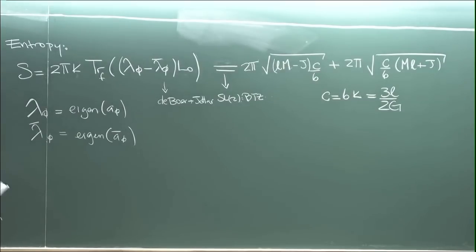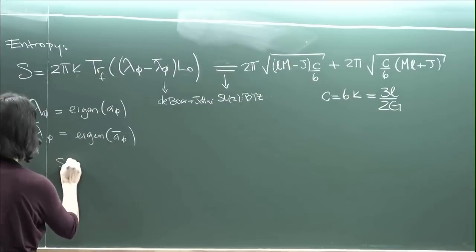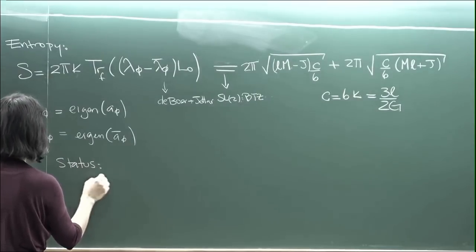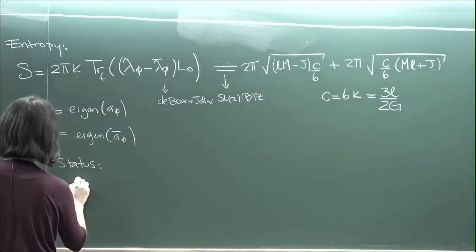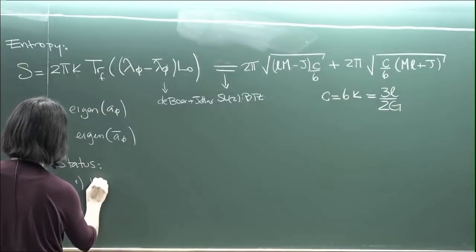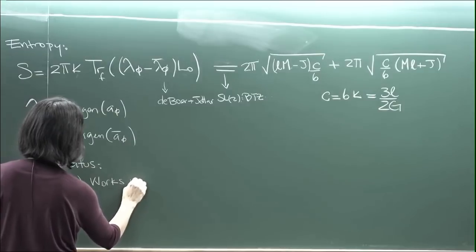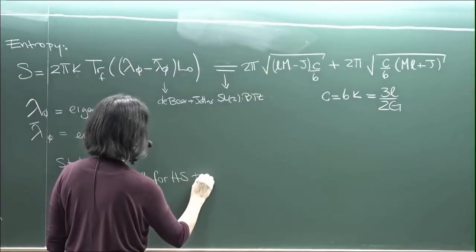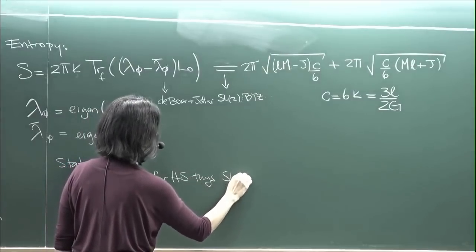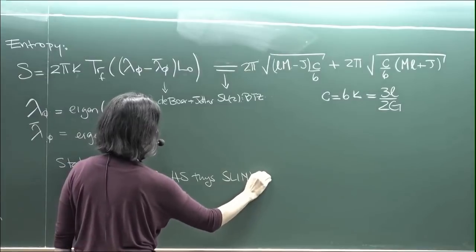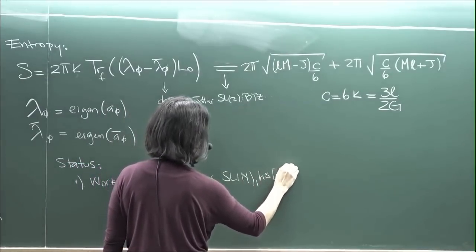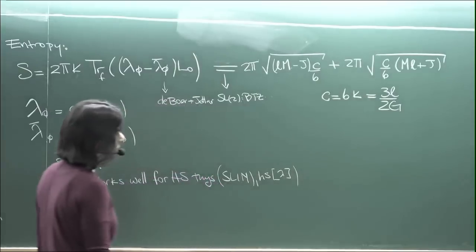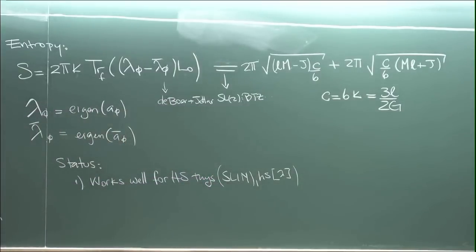Okay. So just to give you a feeling of what the status is here, in this context, as I already mentioned, it works super well. This is all for higher spin theories, in particular SLN theories. And for HS lambda, it also works. It's a bit more complicated just because the algebra is more complicated, but it works as well.